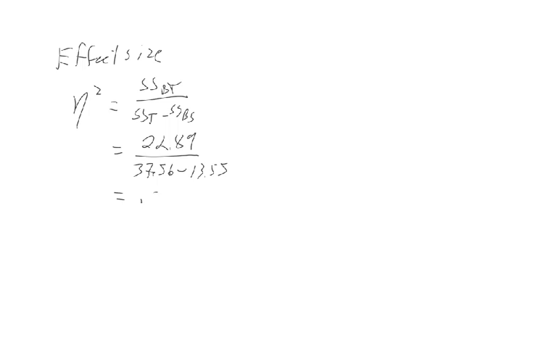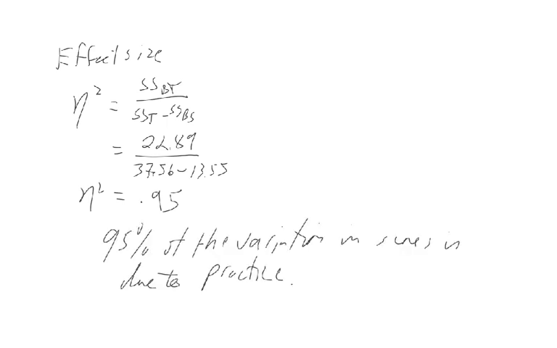So we get an eta squared of 0.95 in this case. And what that means, it's very similar to R squared. 95% of the variation in the scores is due to practice.